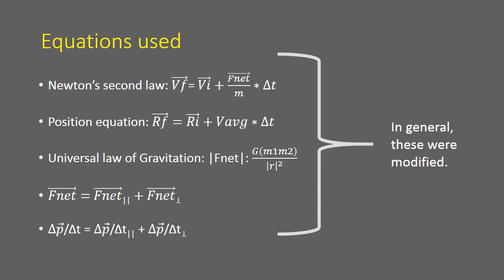Then below that is FNet equals FNet parallel plus FNet perpendicular, and also dp/dt equals dp/dt parallel plus dp/dt perpendicular. And in this case, those two are equivalent. Generally, these were modified in order to fit them into the VPython code.